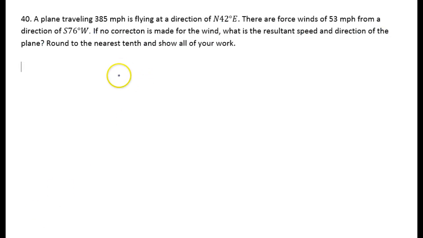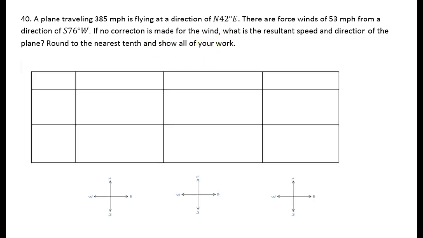This one is a little bit more involved because it involves directions that are not simply north, south, east, or west. A plane traveling 385 miles per hour is flying at a direction of north 42 degrees east. There are force winds of 53 miles per hour from a direction of south 70 degrees west. If no correction is made for wind, what is the resultant speed and direction of the plane? Round your answer to the nearest tenth. Show all work. Well, speaking of showing all work, kabam!